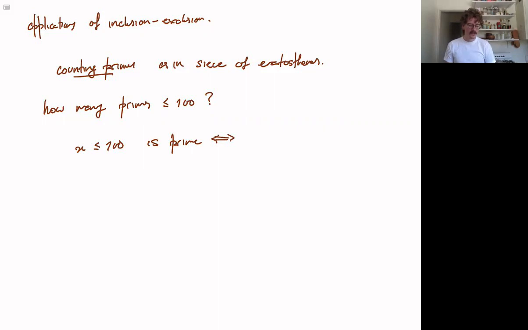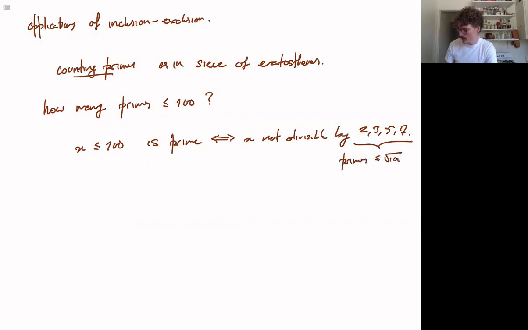It was telling us that we just need to eliminate all the multiples of primes up to the square root of n. So the primes up to the square root of 100 are 2, 3, 5, and 7. And so to say that x is prime is the same as saying that x is not divisible by 2, or 3, or 5, or 7, because these are the primes that are less than or equal to the square root of 100.